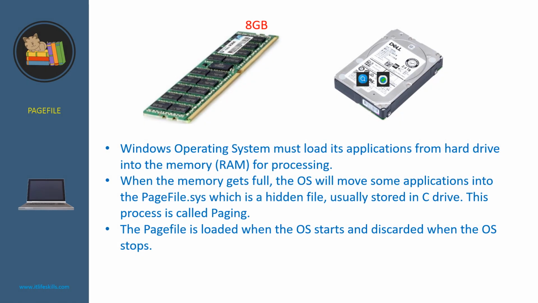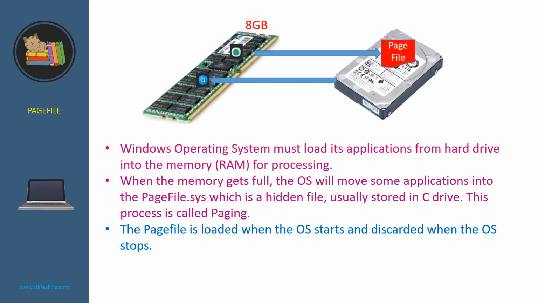Let's talk about pagefile. As you may know, Windows operating system must load its applications from hard drive into the memory or RAM for processing. When the memory gets full, the OS will move some application into the pagefile.sys, which is a hidden file, usually stored in C drive. This process is called paging. The page file is loaded when the OS starts and discarded when the OS stops.